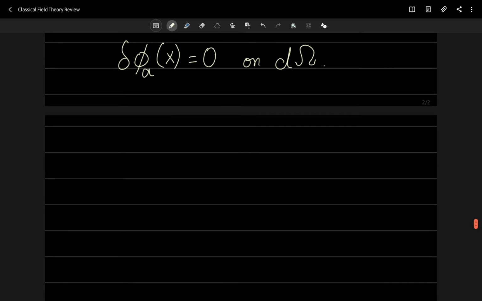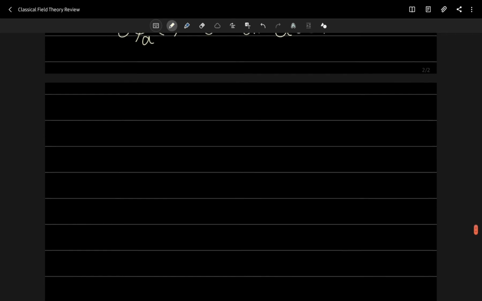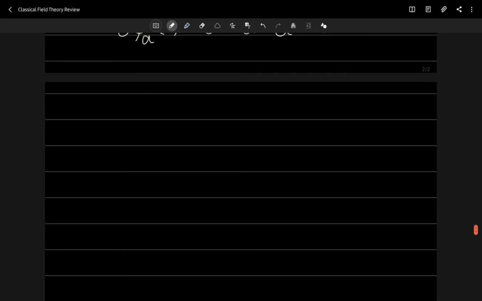Now varying the action functional, what we get is something that we call the Euler-Lagrange equations of motion. So let's go ahead and do this mathematically. Let's derive our Euler-Lagrange equations of motion. To do that, again, we have to suppose that the action is stationary.